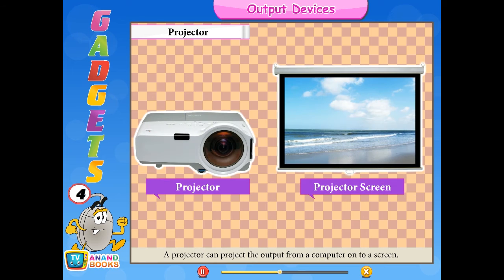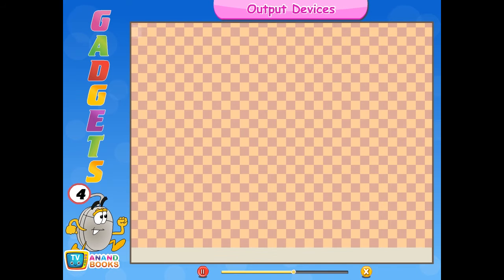Projector. A projector can project the output from a computer onto a screen. The screen can be a whiteboard, a specially designed white screen, or even a clean white wall. Projectors are used for screening movies, and they are also used in public places as well as during presentations to share visual information on the screen for everyone to see.